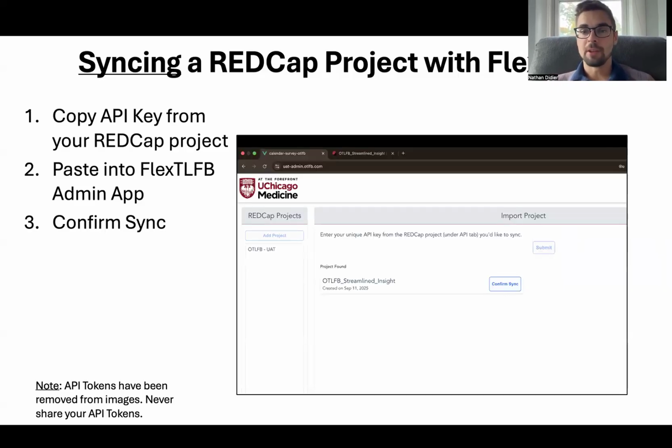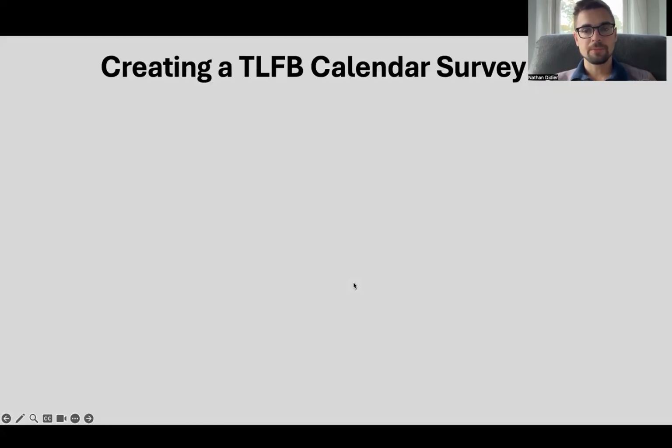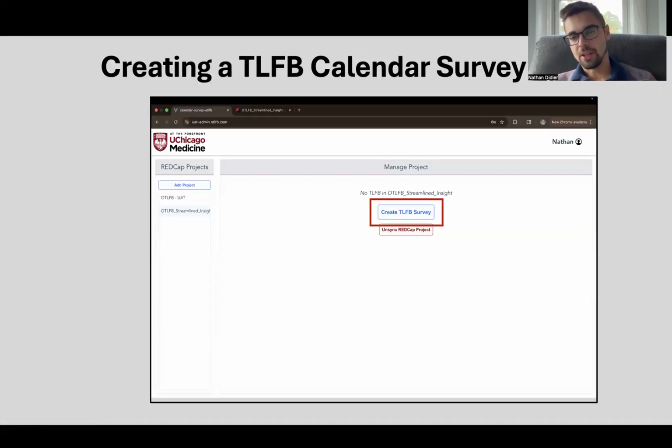So if you've copied it correctly, you should be able to see that the project is identified. So say, okay, here's the project name. This one is called Online Timeline Fallback Streamlined Insight. And go ahead and confirm that sync. And then you'll be able to create a timeline fallback survey. So that's the next step that we'll cover, is how to create a survey, which will then create forms in REDCap for that survey.